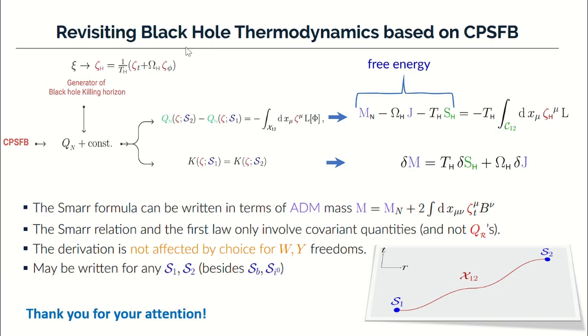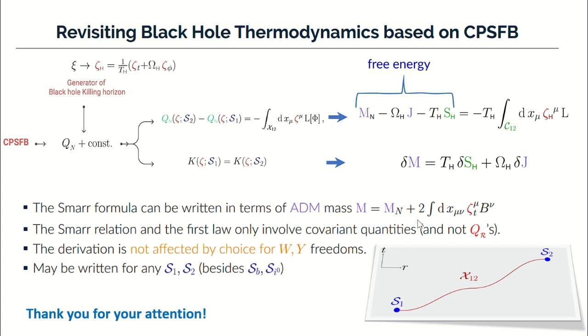Now we are ready to derive the Smarr formula and the first law. To do this, we calculate the charge associated with the generator of the Killing horizon and apply the two theorems to obtain the Smarr relation and the first law. Note that due to the flux term in the definition of K, the ADM mass appears in the first law, while the Smarr formula is expressed in terms of the nodal mass.